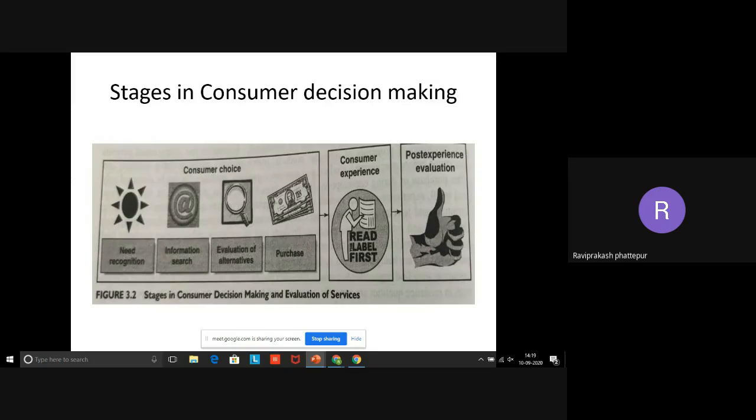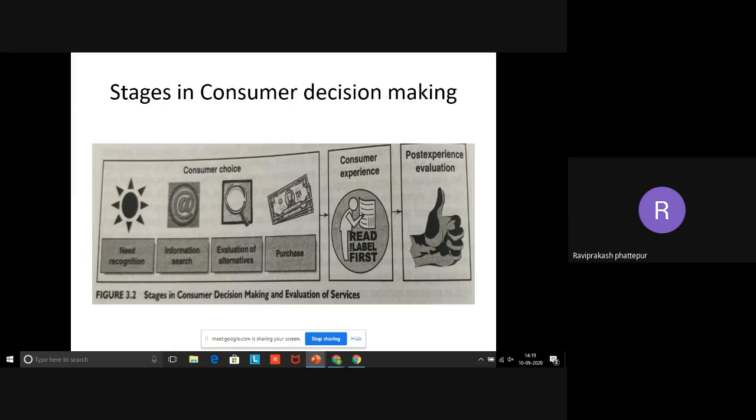Okay, so customer choice is done. Next, you have purchased it, you have got it, you have installed all the softwares that are required, and you have configured it as per your requirement. Now you are using it. So here consumer experience comes into picture. Consumer in the sense you are the consumer now. So you are experiencing whatever you have bought, right?